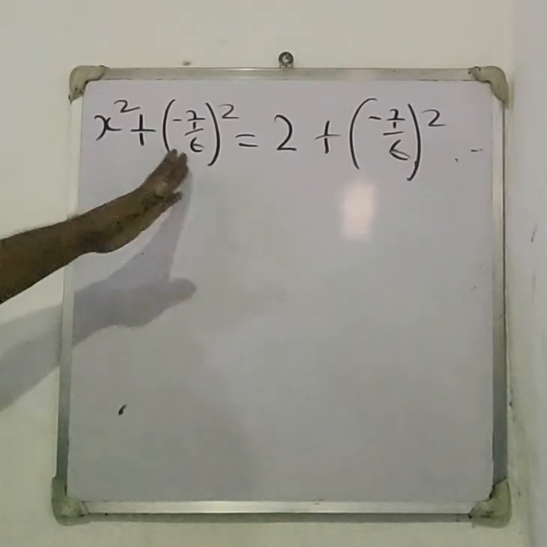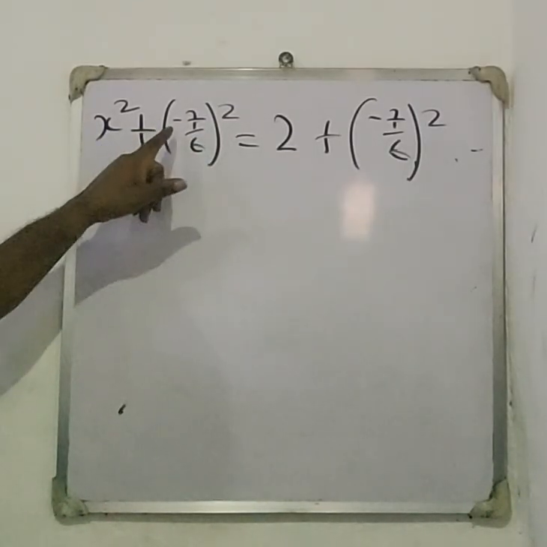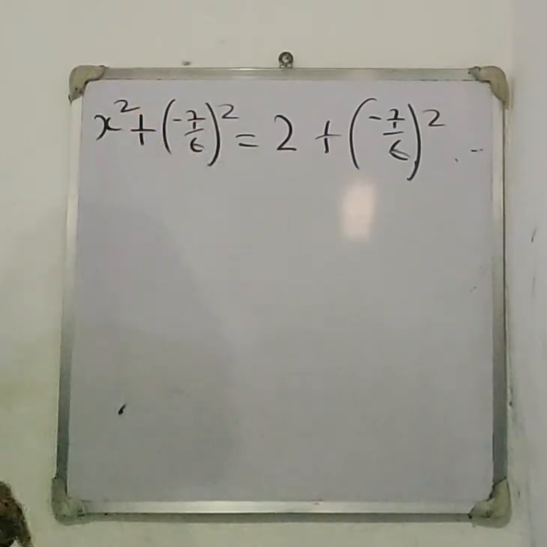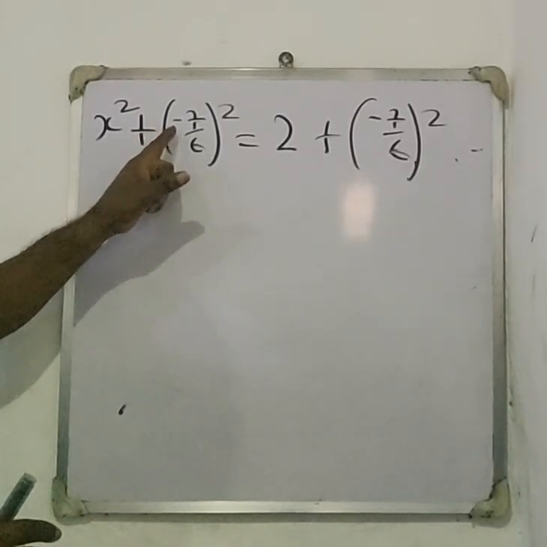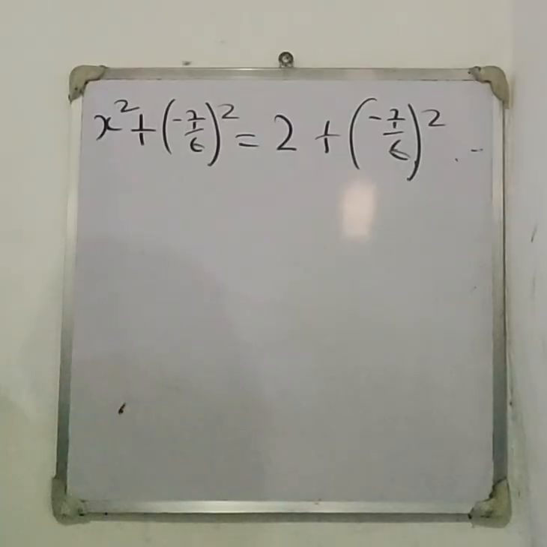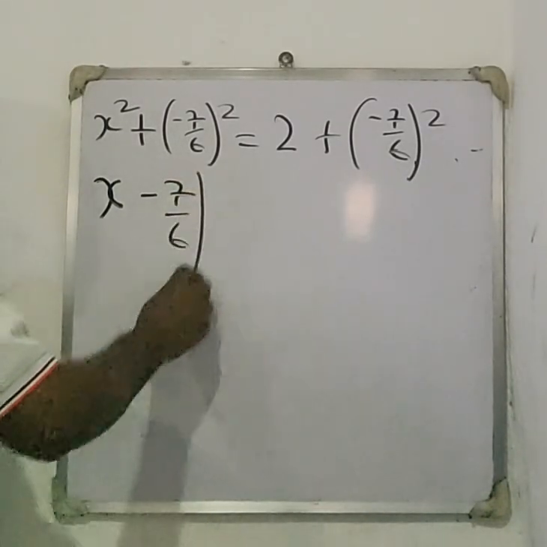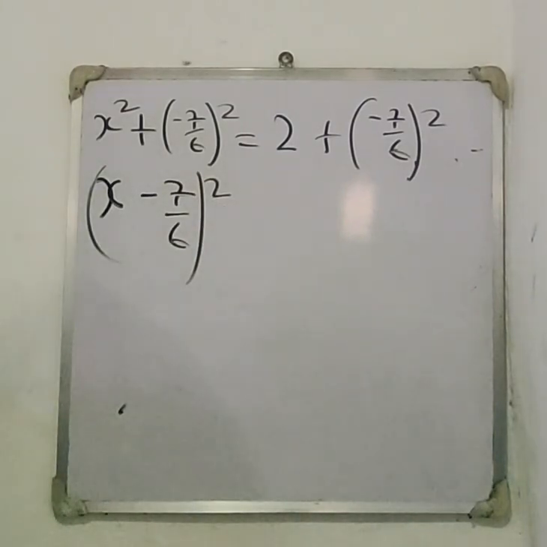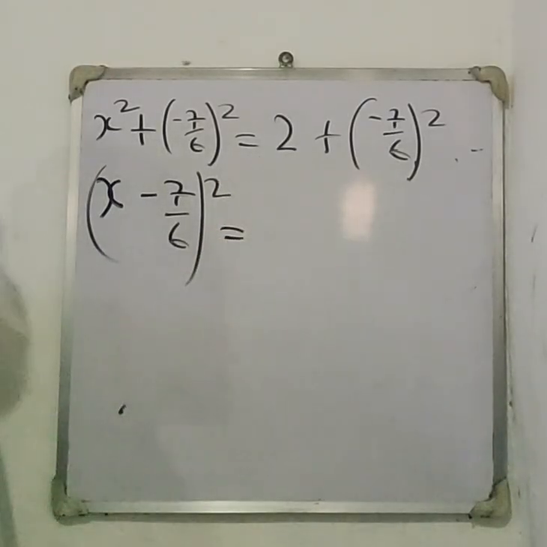Now look at the left hand side. They both have a square. x squared, and minus 7 over 6 squared. So it means that the two of them can come together. You merge them together, and when you are bringing them together, the sign in the bracket dominates the merging. So it becomes x minus 7 over 6, all in square. A single square is enough for them. Then you come here. What you see here is not the same thing. The 2 doesn't have a square.